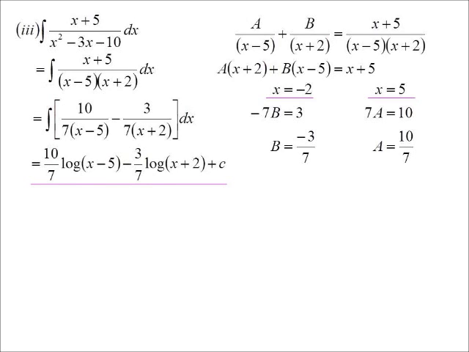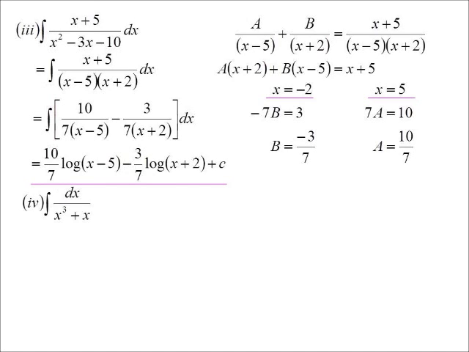And you'll notice I stopped there because the coefficients were different. I could have combined them because I could have brought the 10 in and said this is 1/7 log of x minus 5 to the power of 10. This would have been minus 1/7 log of x plus 2 to the power of 3. They then have 1/7 in common out the front, and I could have brought them in, but I thought, too messy. Won't worry about that.